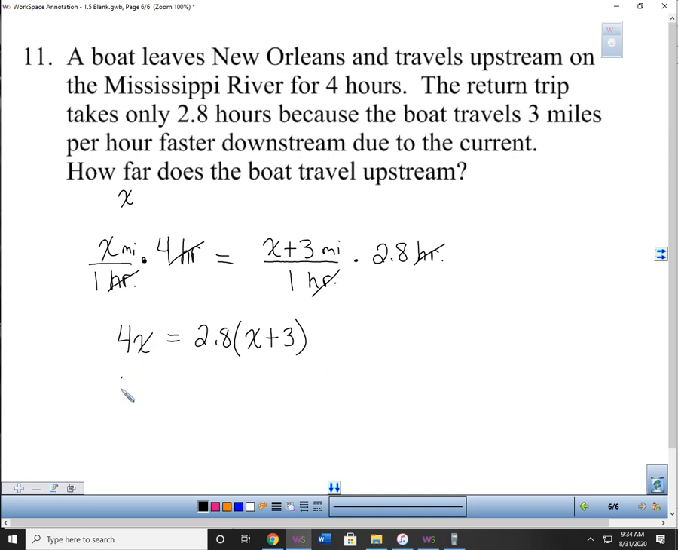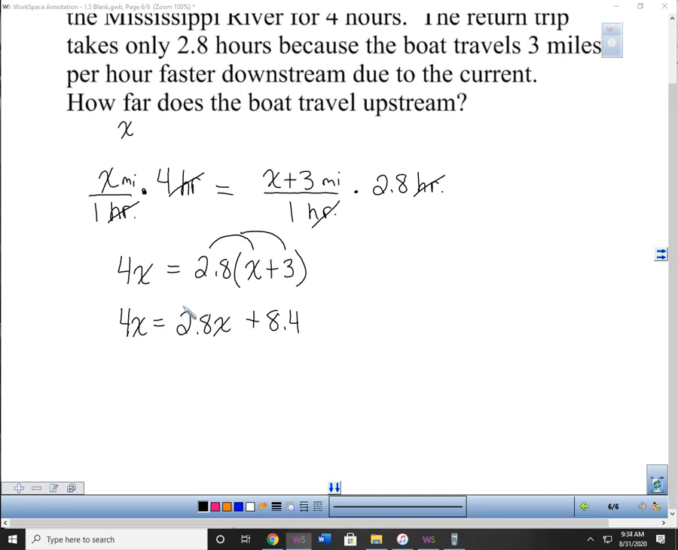So 4x, I can't do anything with that right now. And over here I need to distribute. 2.8 times x is 2.8x. And then I get 2.8 times 3, which gives me 8.4. So I look and I see, okay, I have x's on both sides, so I'm going to go ahead and subtract the 2.8x so that I can move it over here with the 4x.